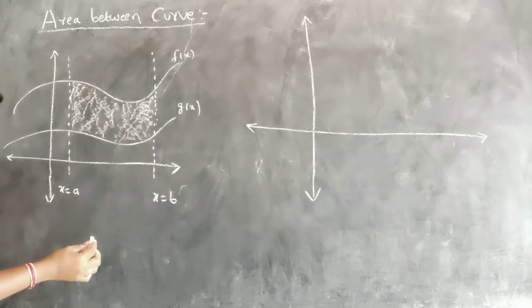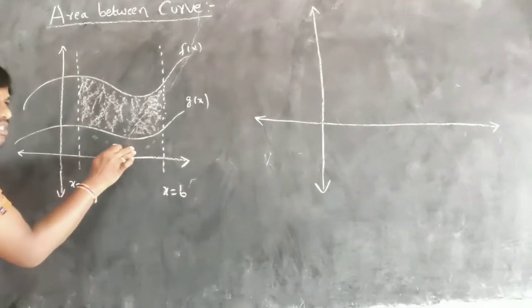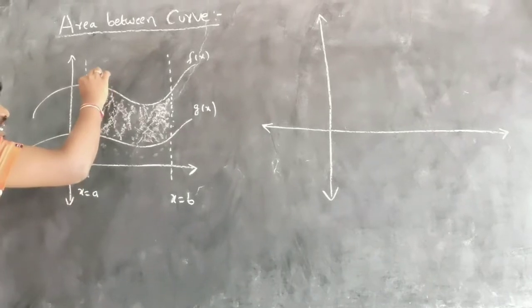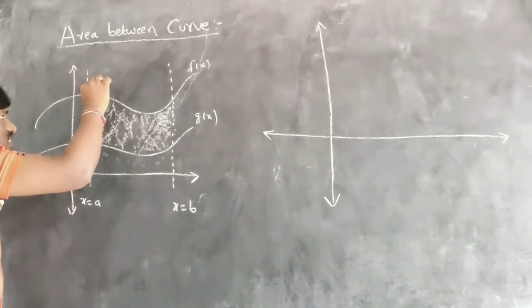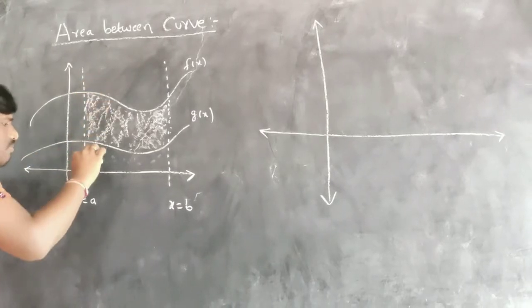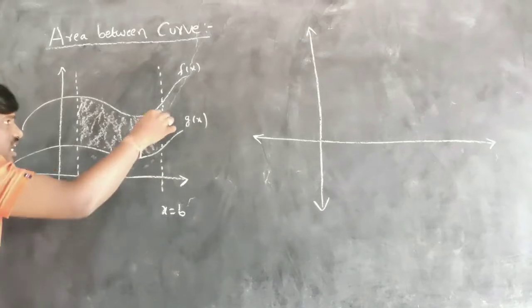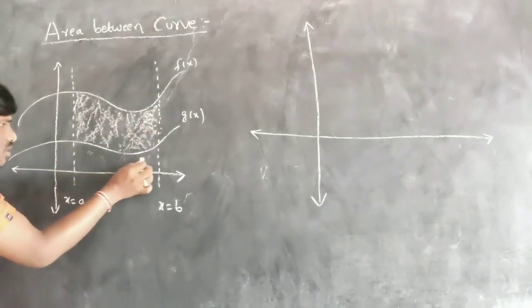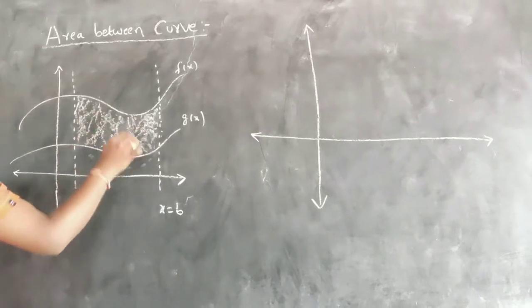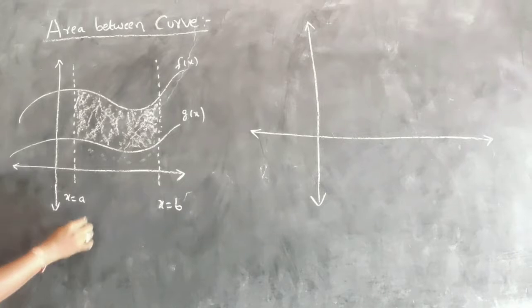And what is the area of g of x with the x-axis? This area, which I have not shaded. See here, the f of x area starts from here and comes to the x-axis. The g of x area is here to this one. Then the area between the curves will be f of x minus g of x.